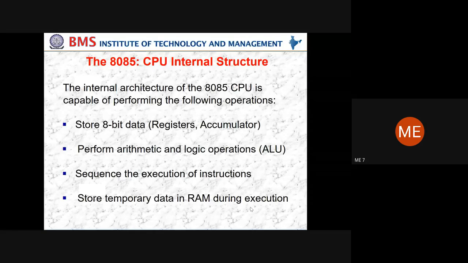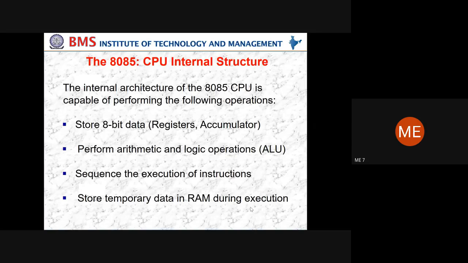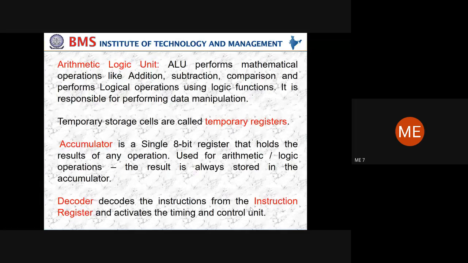Basically, the internal structure of the 8085 is used for these purposes: to store 8-bit data, to perform arithmetic and logic operations, which is done by the arithmetic logic unit, and to sequence the execution of instructions, which is done by the timing and control unit. We also have memory, which is used to store the data: RAM, and also one more memory, the ROM. Now one by one we'll finish.